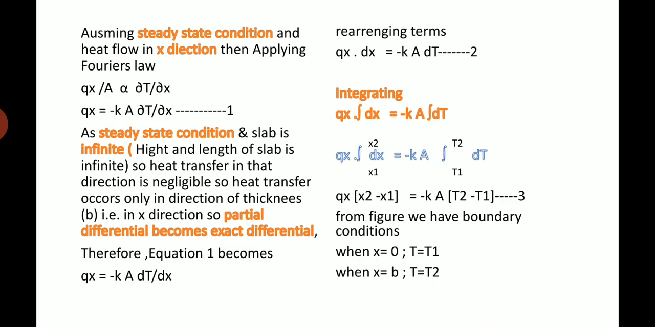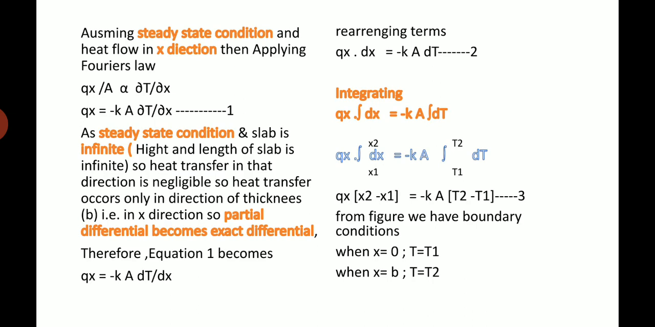The first one is the application of Fourier's law. The second is converting partial differentiation into exact differentiation. The third is the integration. The fourth is applying boundary conditions, and the last is obtaining the equation. So step by step, for the same figure, we apply Fourier's law. We get qx equals minus k A dT by dx.